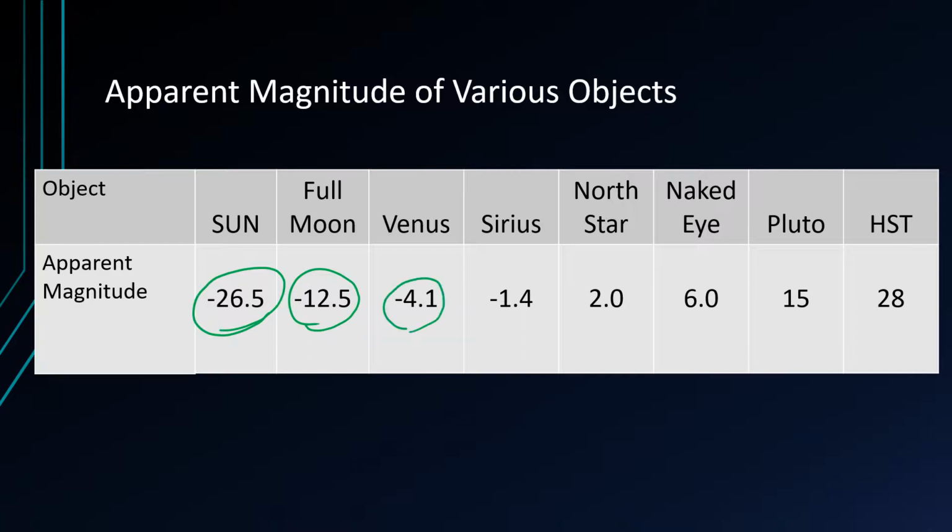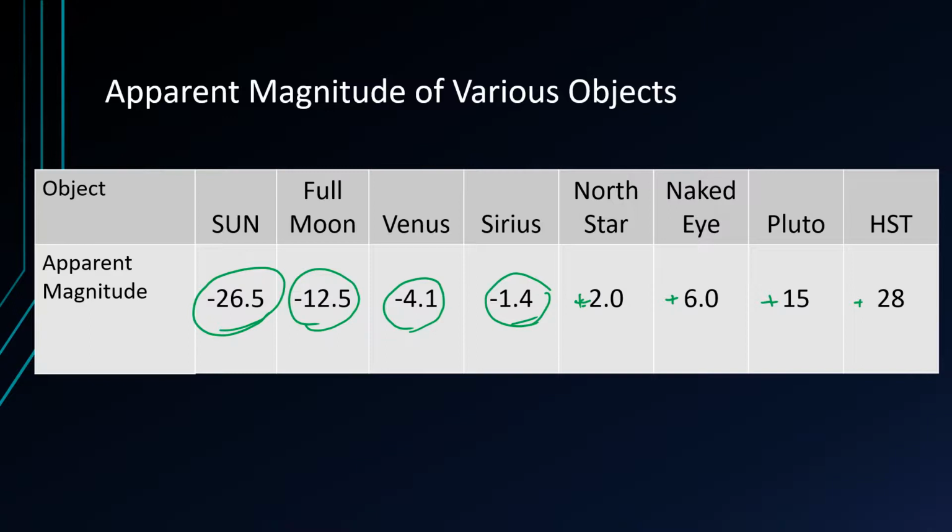Venus in the mornings is a -4.1. Sirius is -1.4. And so here we can see the positive numbers right there. So, and we can see how things being further away, and I want you to remember these numbers, is going to affect this. So Polaris, the North Star, has an apparent magnitude of +2.